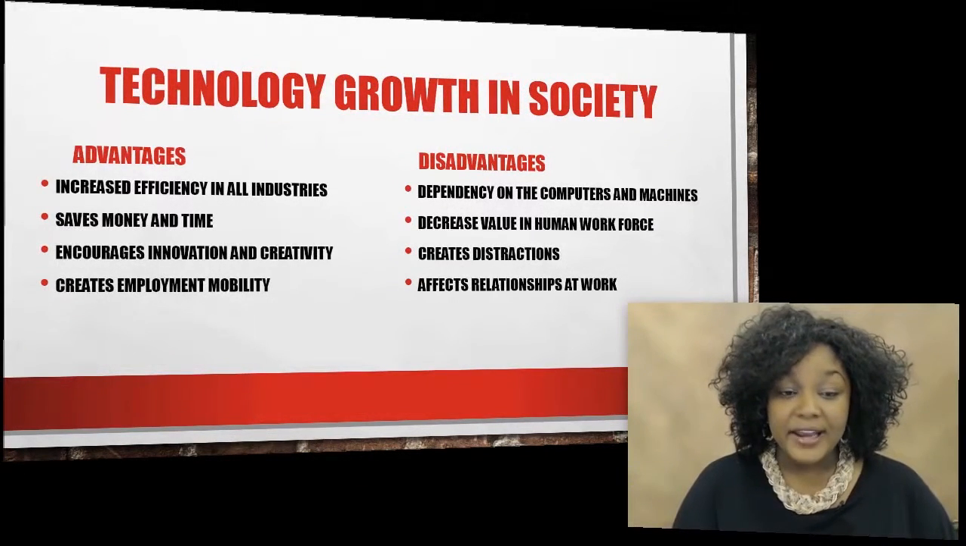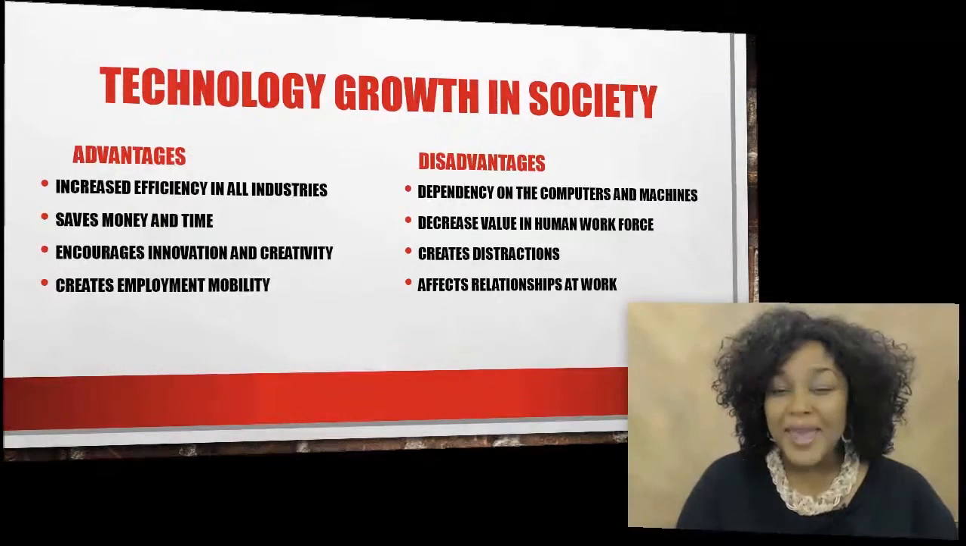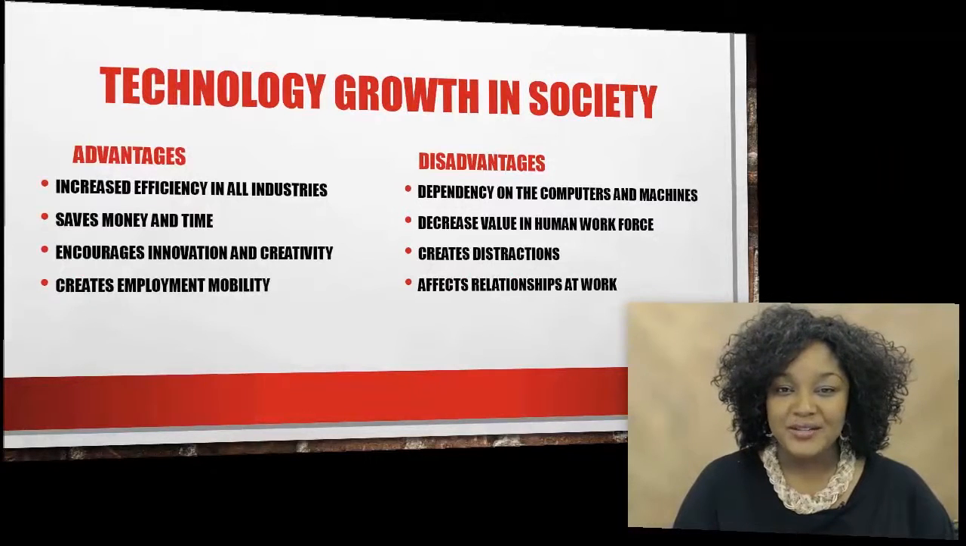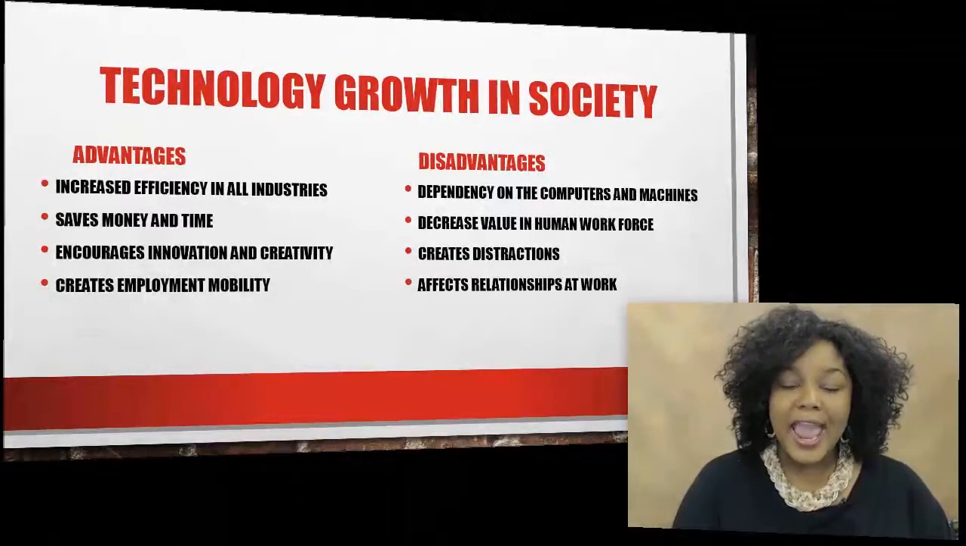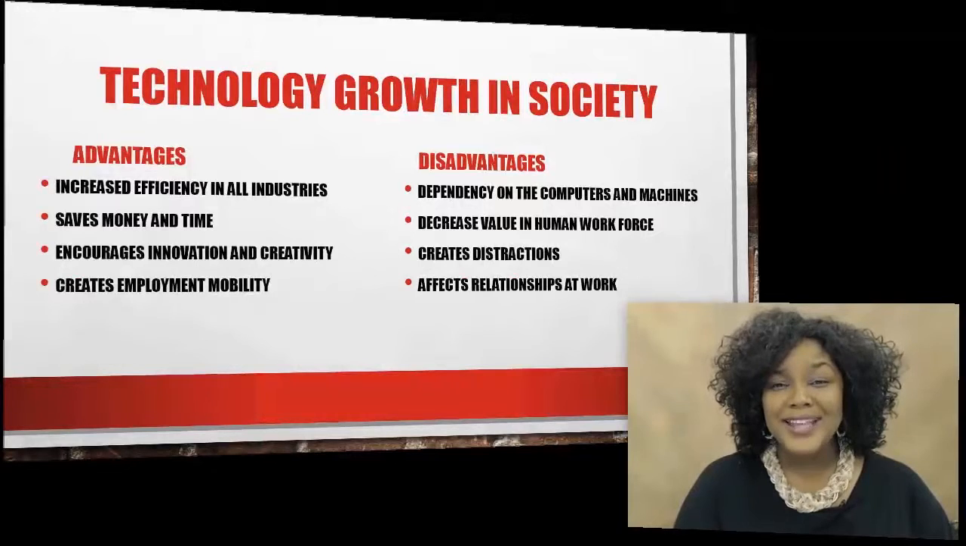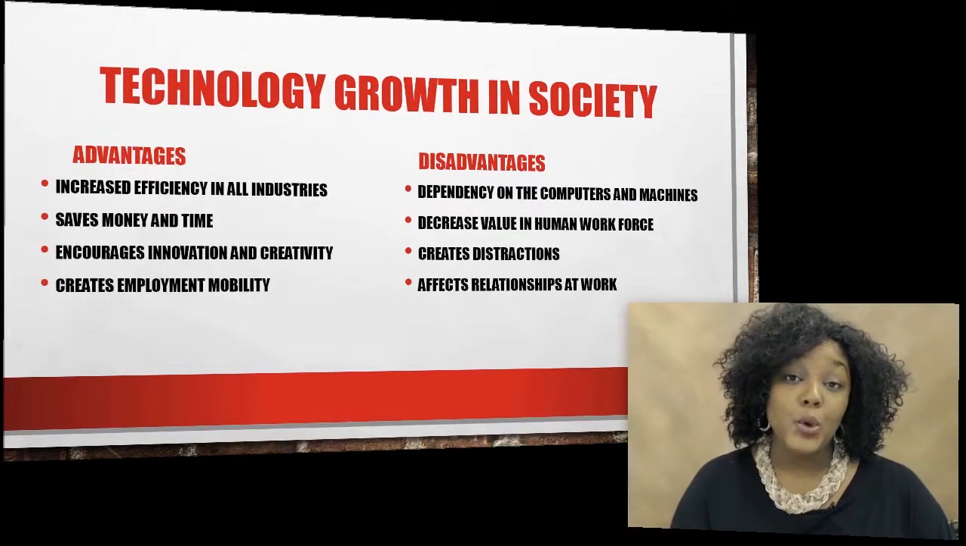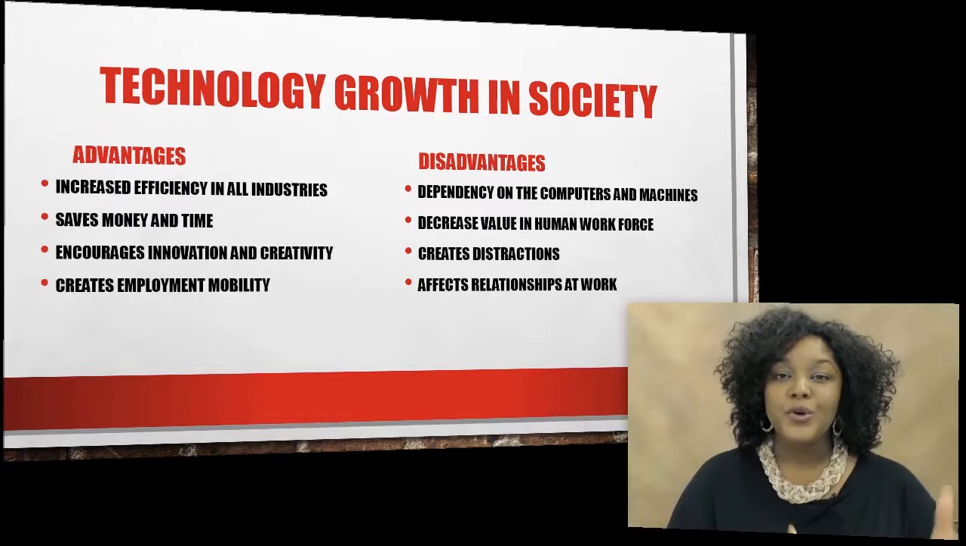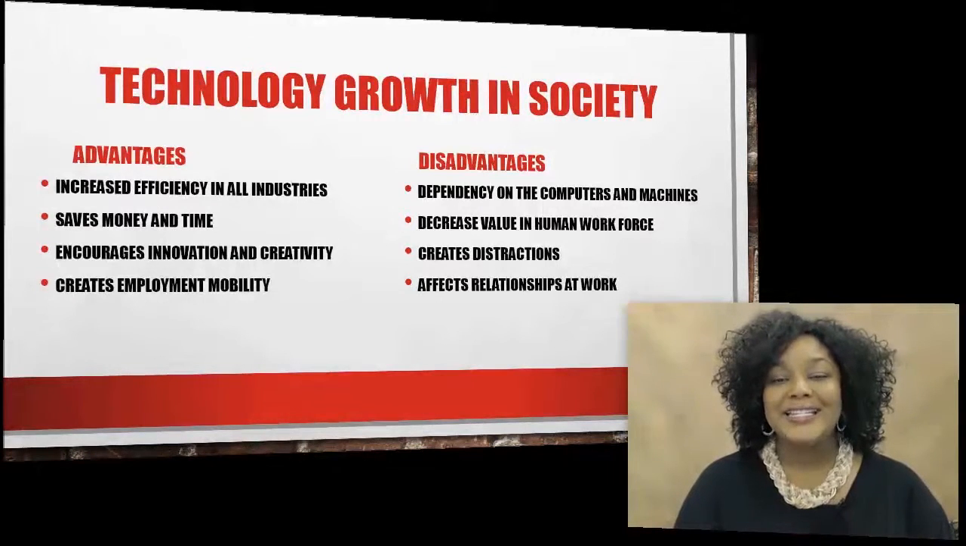When we look at the disadvantages, we're looking at how technology makes us more dependent on computers and machines. Also, with technology, there's a decreased value in the human workforce. And technology can also create distractions. We know that social media, although it has its perks and its pluses, can create distractions, cause laziness, as well as create issues regarding employee productivity because people want to stay in that socially connected space all the time.